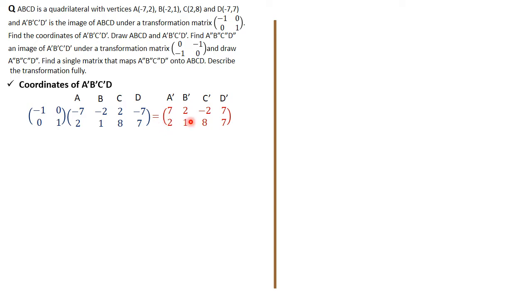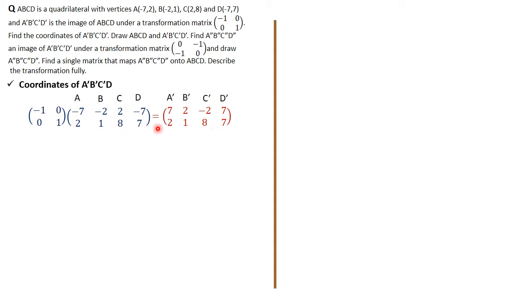No wonder we have 7, 2, -2, 7. Those are the x values. For the y values, we have 0 and 1. That means this 0 will multiply everything here and it goes away. So we just have this 1 multiplying everything else here, and it remains as it is. Therefore, we're just going to have 2, 1, 8, 7.